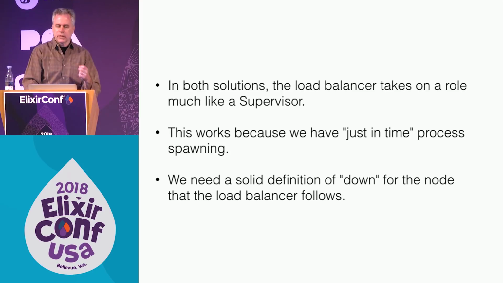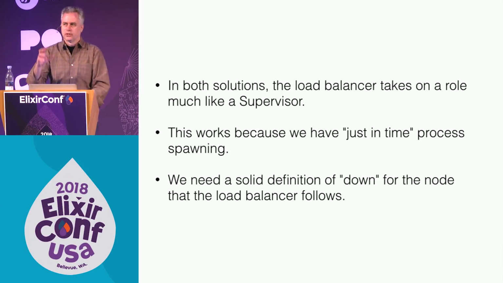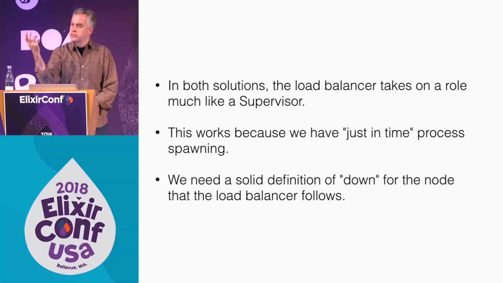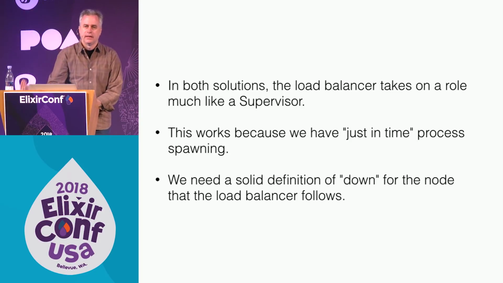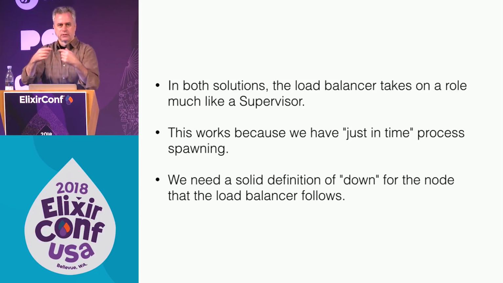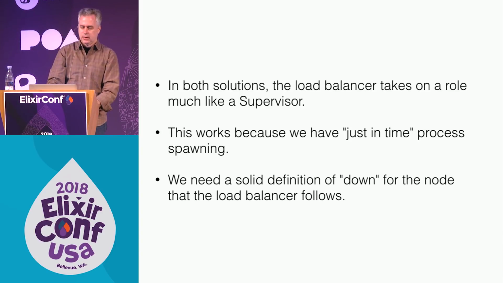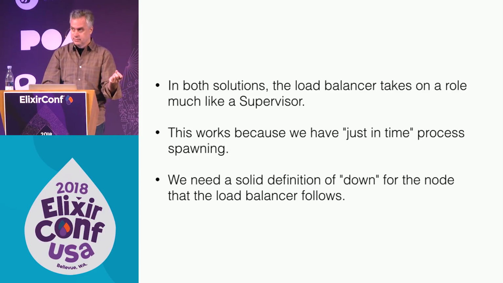And the difference is that in a supervisor, if the child process crashes, it talks back to the supervisor. In this, the load balancer is always reaching out to the nodes below it. And this works because we have this just-in-time process spawning, so we can go from a cold node to totally operational instantaneously. In order to make this work, we've got to really know what down means, right? There's a lot of ways you can define that, and that is specific to your system.